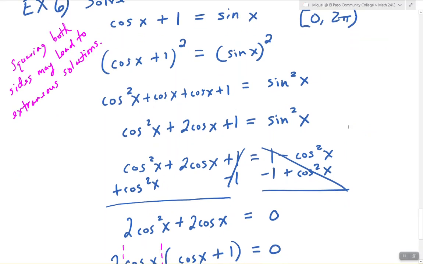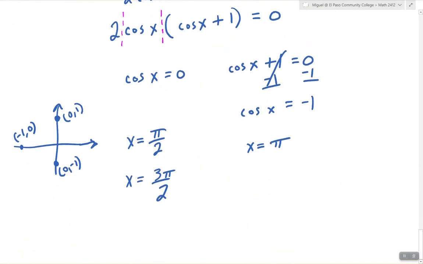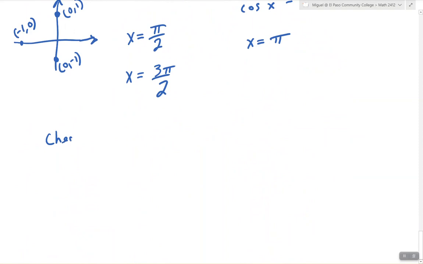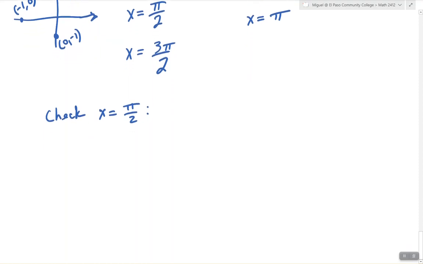All right, so let's check each one, and we're going to check in the original equation and make sure that they work. So first we'll do pi over 2. The original was cosine of x, so that's cosine of pi over 2 plus 1 has to be equal to sine of pi over 2. So then we just solve it, right? Calculate this value, add 1, and you should get the same as sine of pi over 2. And if you don't, that means it's not actually a solution.